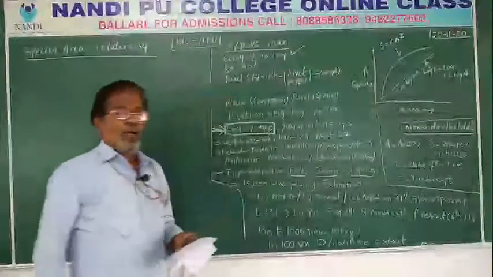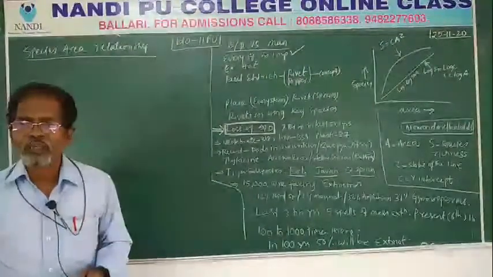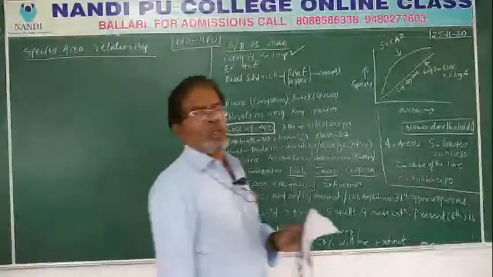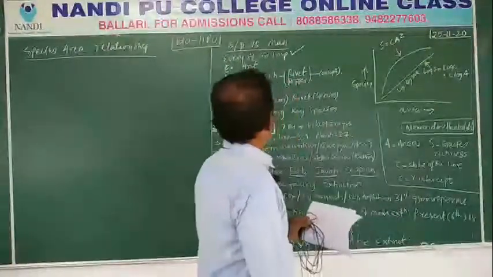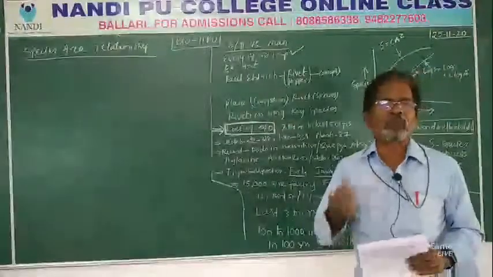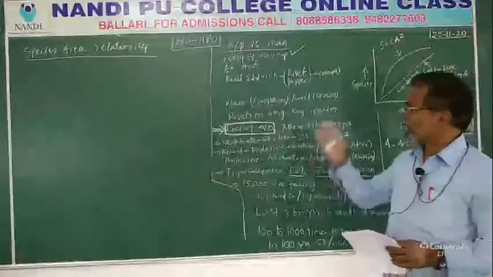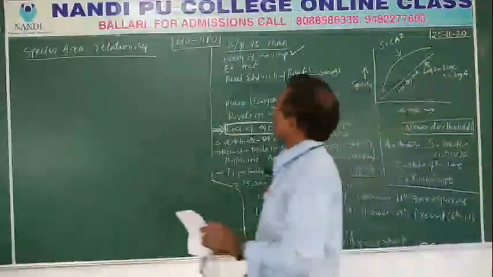Then if the species are reducing, will there be an effect? Certainly yes, there will be an effect. Understand? There will be an effect. If any species are getting extinct, then we are also affected. So in order to understand this, some examples are taken.